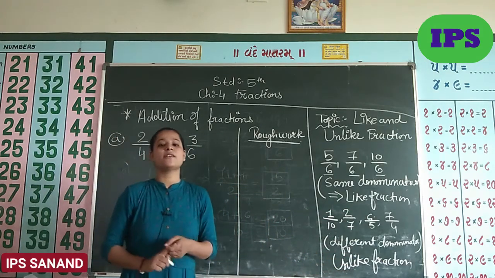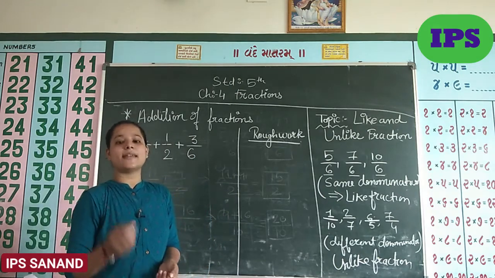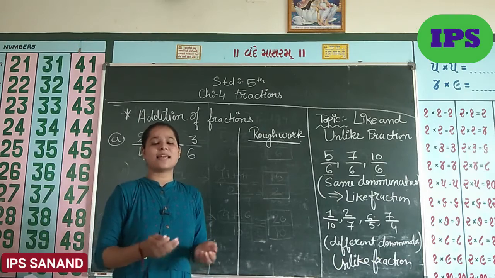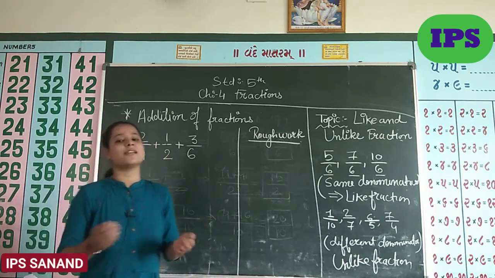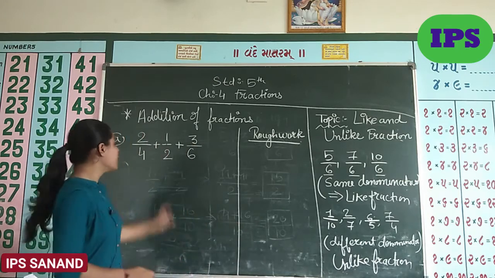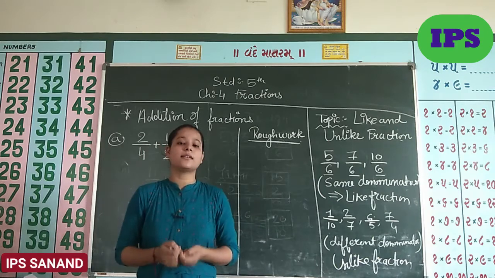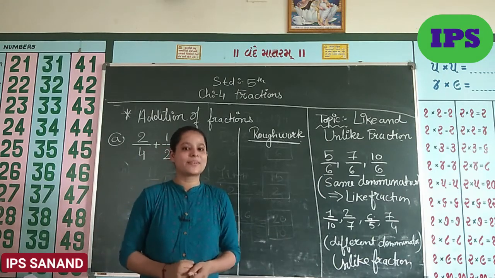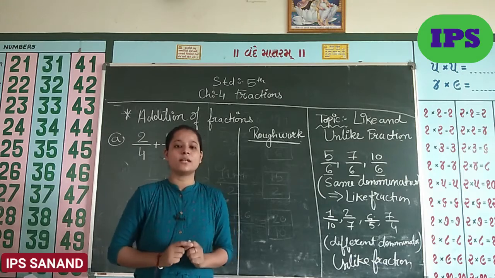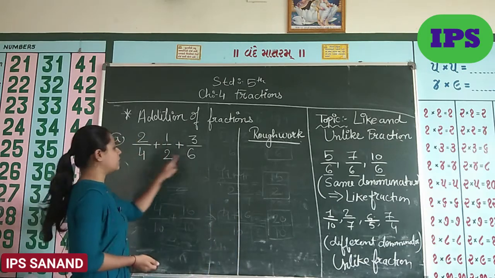Note, in unlike fractions, we cannot add as simply as we used to add in like fractions. Jis tarike se hum like fractions ko quickly add kar lete the, hum unlike fractions mein aisa nahi kar sakte, kyunki yahan pe denominator same nahi hai. Additions mein hum add kab kar rahe the? Jab denominator same hote hain. To hamara step number 2 kya hona chahiye? Exactly, hum sare denominators ko same karenge, yani ki hamare sare denominators equal hone chahiye.